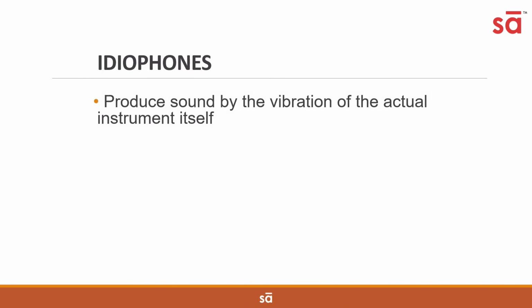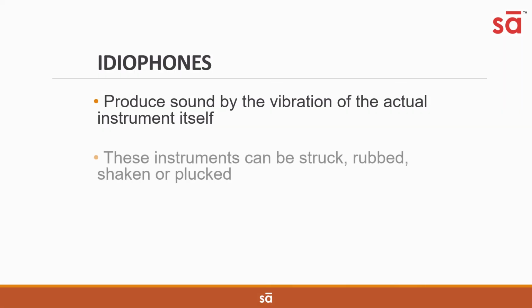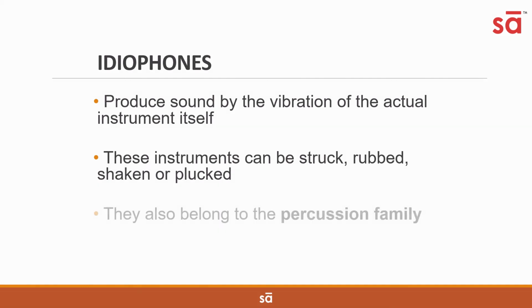Idiophones produce sound by vibrating the instrument itself. They are played by striking, rubbing, shaking, or plucking, and also belong to the percussion family.